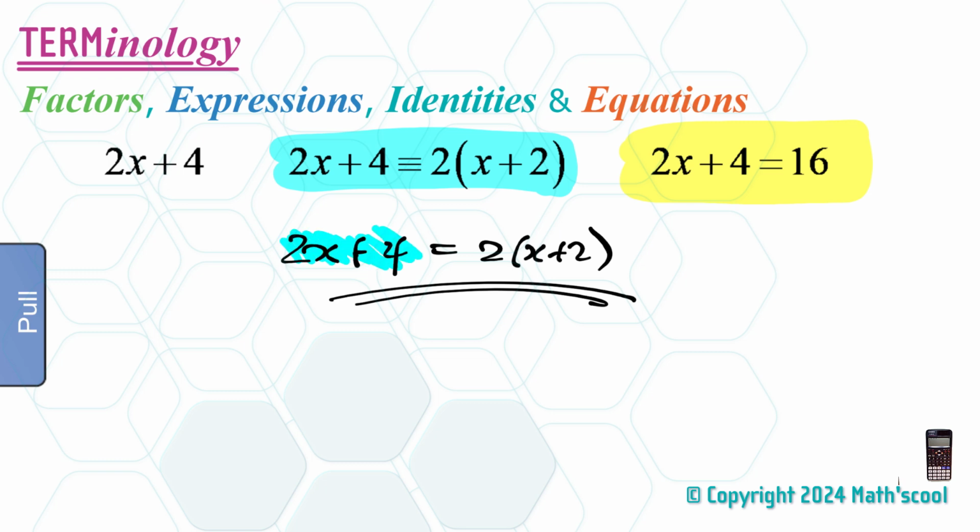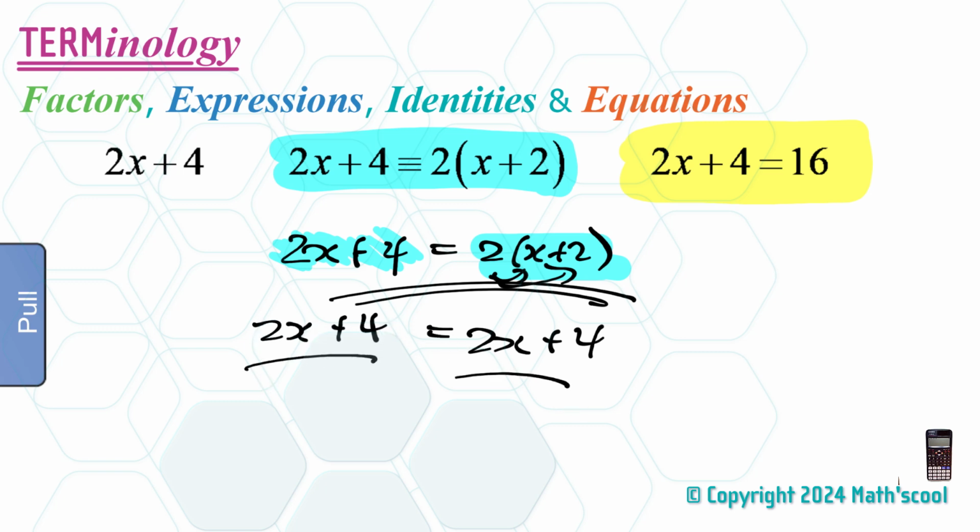2x plus 4 is exactly the same as 2 brackets x plus 2. And we know that because we've learned about multiplying out. So we know that if we multiply that out, it will give us 2x plus 4. And so both sides are actually just identical. So hence the name identity.